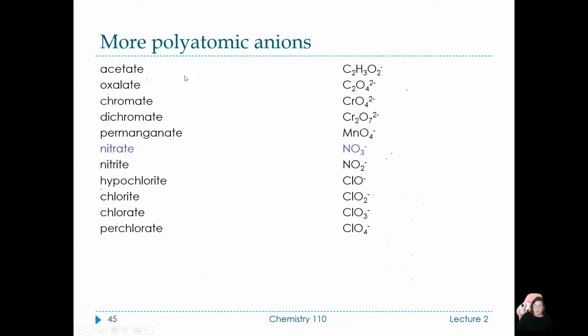Some of the other ones that we often talk about: acetate, we talk about acetic acid and acetate. Oxalate, chromate is a big one. So chromate, dichromate, so 2 chromiums, dichromate. Permanganate, nitrate. So if we add an H to this it's nitric acid. Nitrite, so we can add an H and it'd be nitrous acid. Hypochlorite is ClO-. Chlorite, chlorate, and perchlorate. These are going to be important when we get to the acids, okay? But they're all Cl and some number of O's with the same charge, okay?